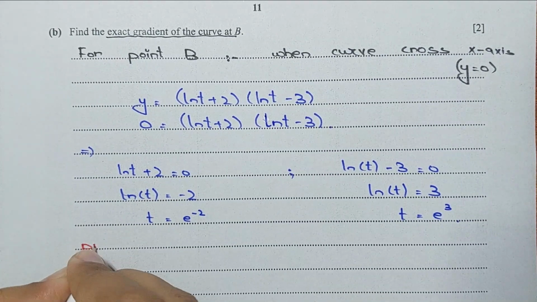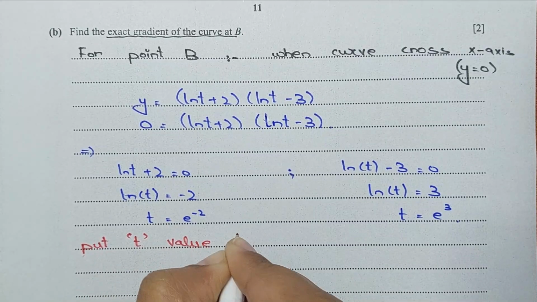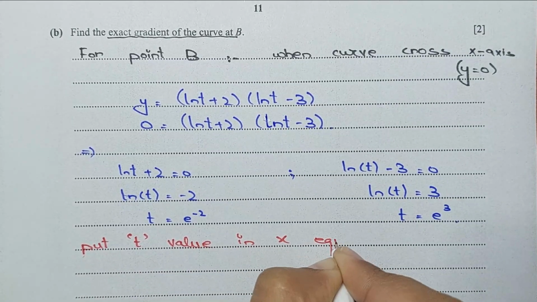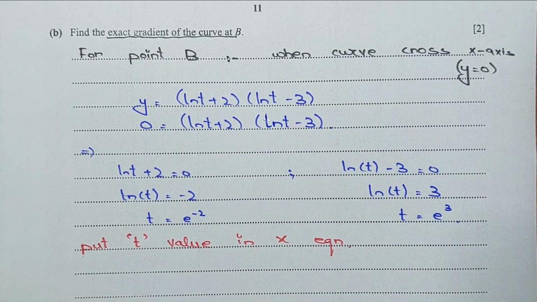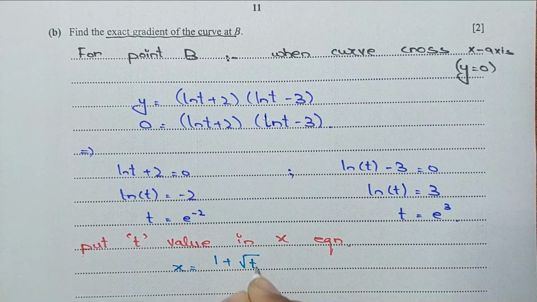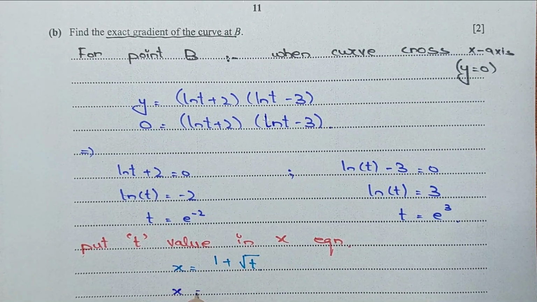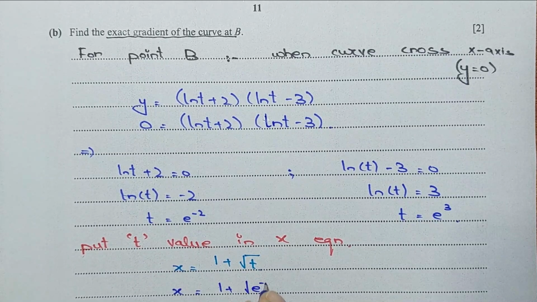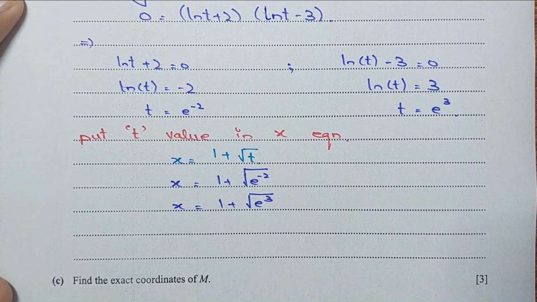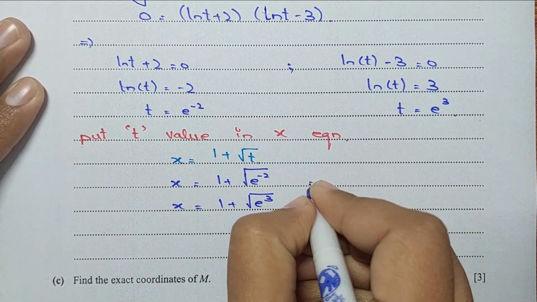So we can say put t values in the x equation. Okay. So the x equation is x equals 1 plus square root of t. Then we can easily guess which x coordinate is for A and which one is for B. So x is equal to 1 plus root e to the power minus 2, and x is equal to 1 plus root e to the power 3. I substituted both of them, t is e to the power minus 2 and t is e to the power 3.